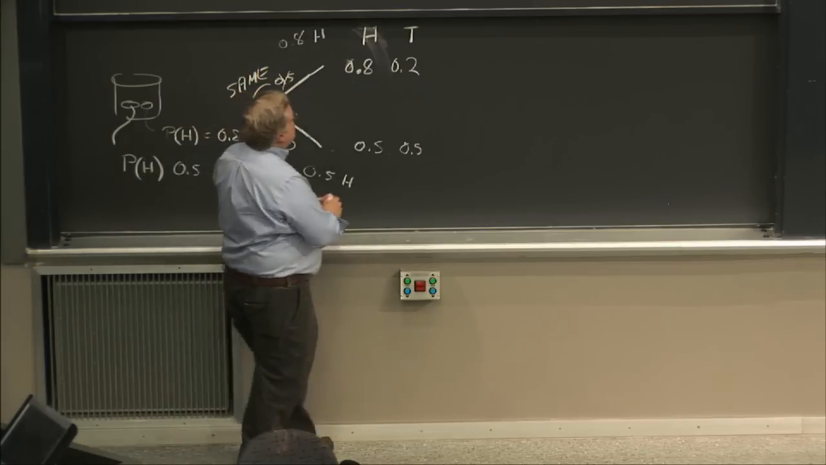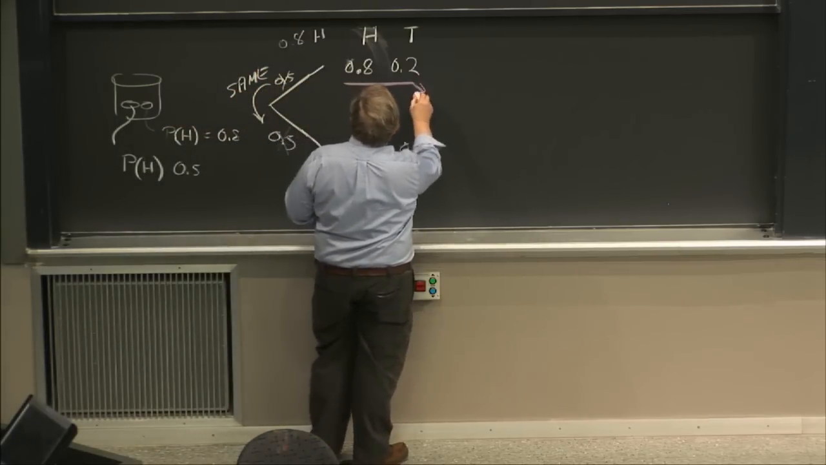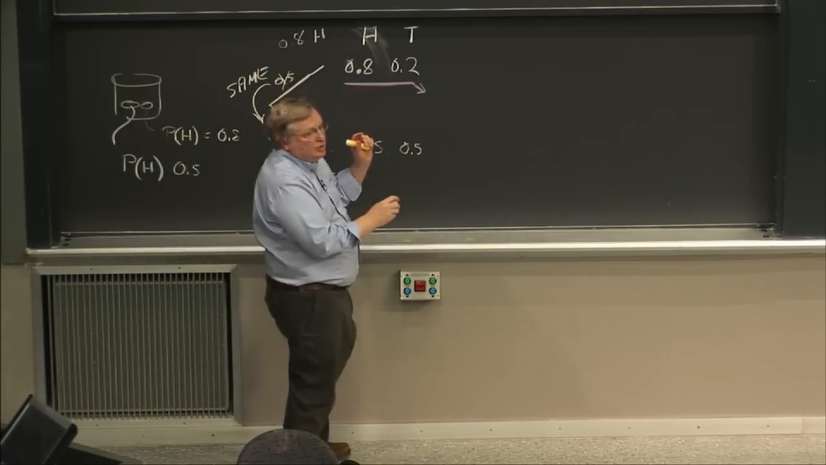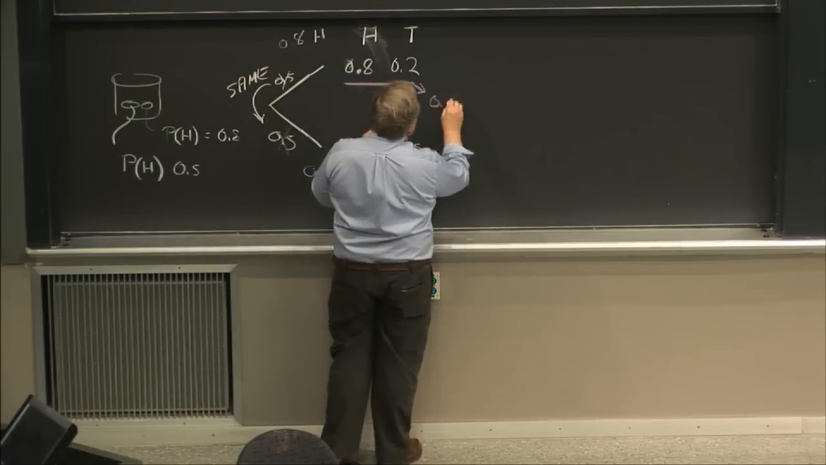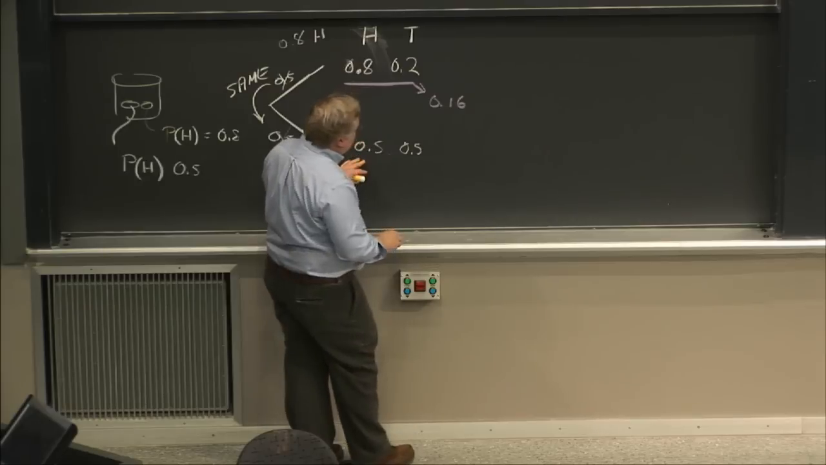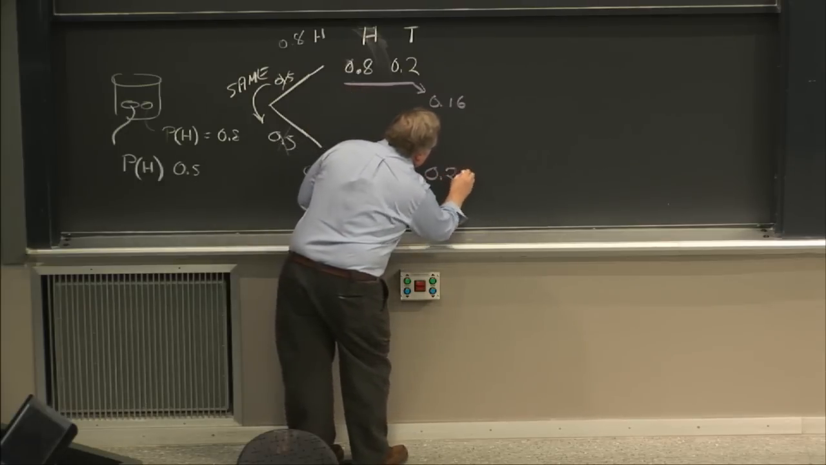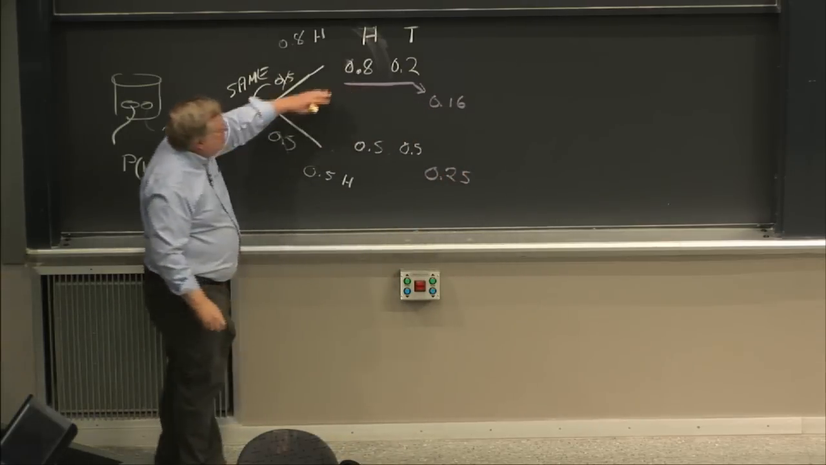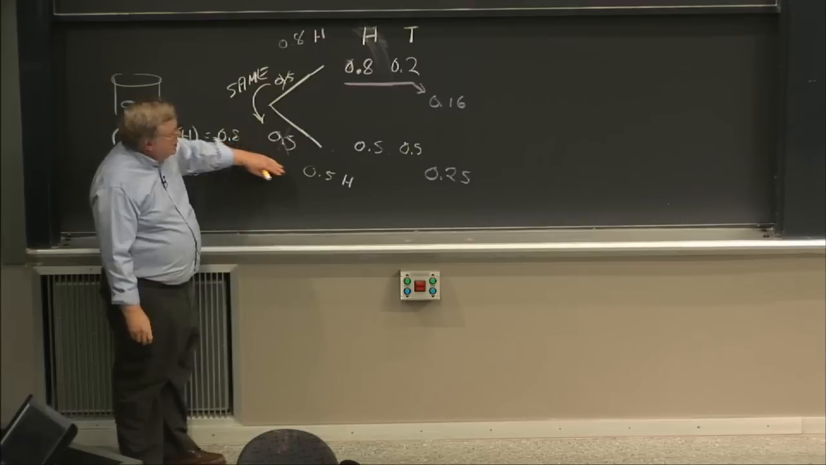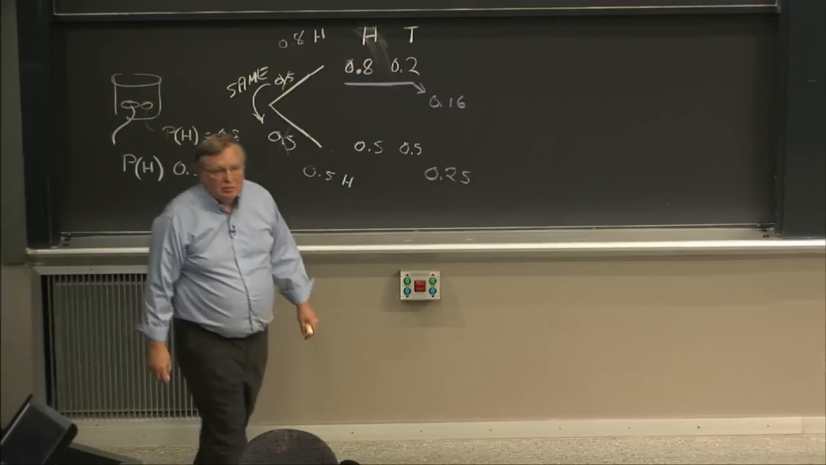And we just multiply those numbers together. That gives us 0.8 times 0.2. What's that? 0.16? And this guy, 0.5 times 0.5, that's 0.25. So it looks an awful lot like, with this combination, that I've picked the coin that's fair.